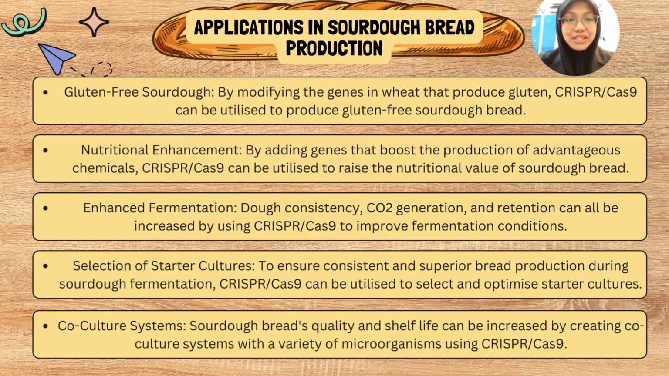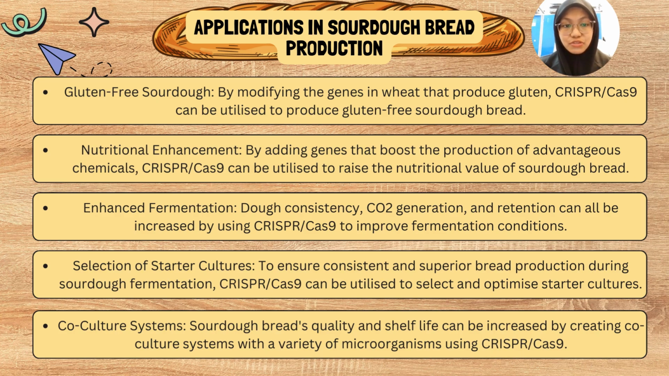Now, let's see the applications in sourdough bread production. First is gluten-free sourdough. By modifying the genes in wheat that produce gluten, CRISPR or Cas9 can be utilized to produce gluten-free sourdough bread. Second, nutritional enhancement. By adding genes that boost the production of advantageous chemicals, CRISPR or Cas9 can be utilized to raise the nutritional value of sourdough bread. Third, enhanced fermentation.